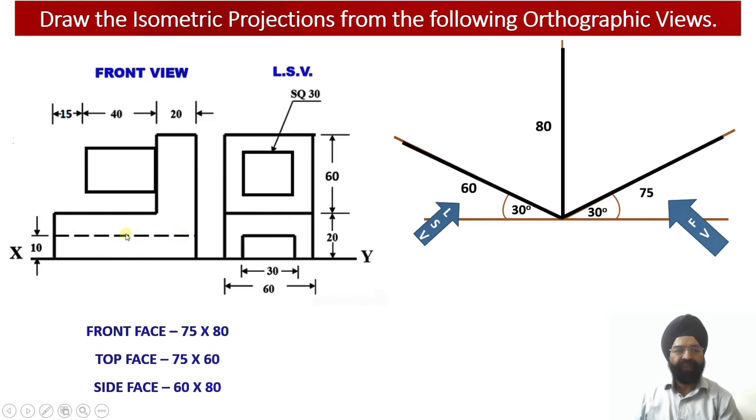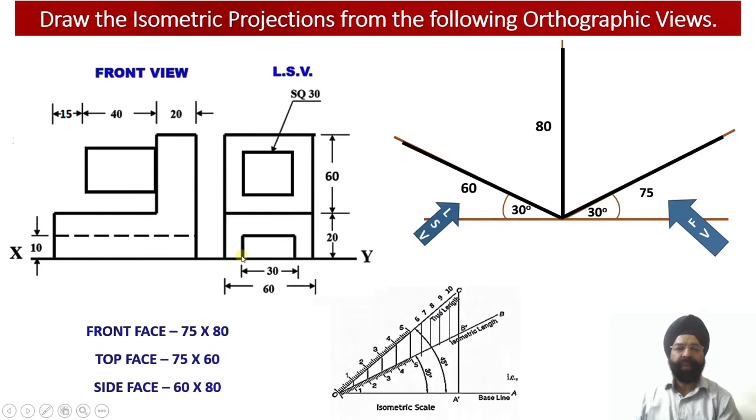So in the orthographic projections we have drawn a hidden line or a dotted line corresponding to this surface of the slot, and this slot is visible to us in the left hand side view, right? So this is the basic geometric construction of this component.